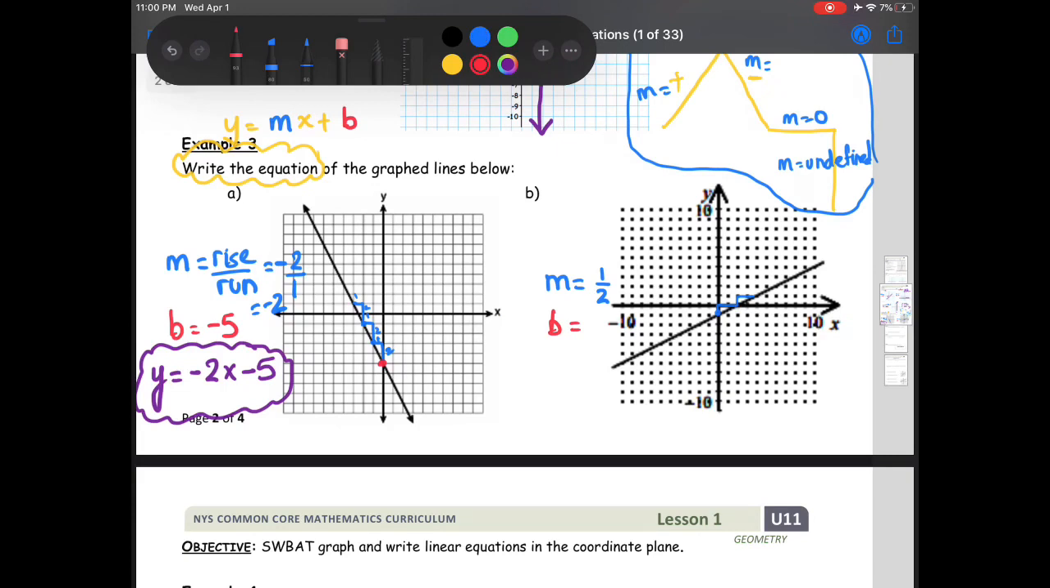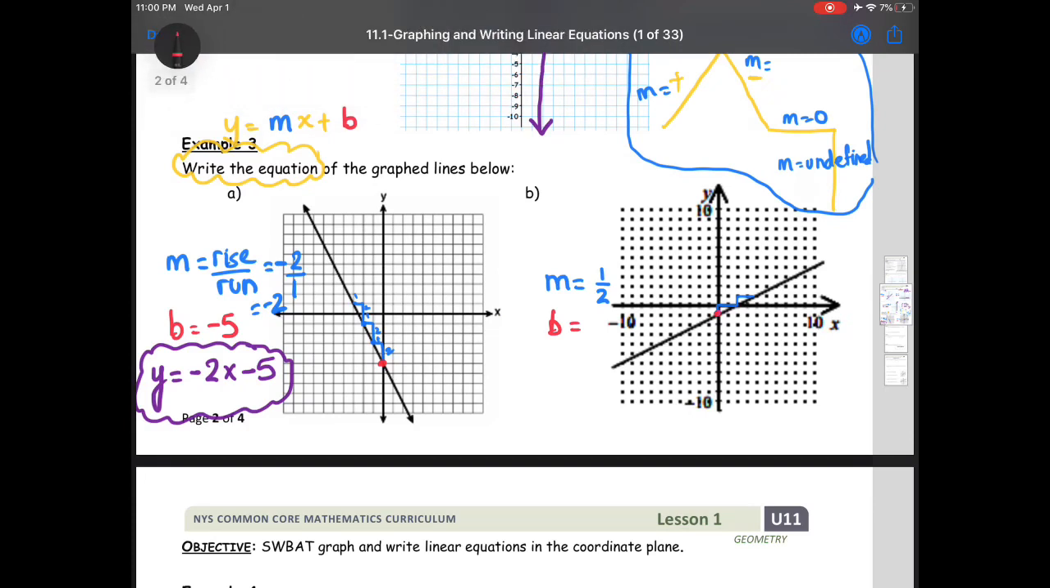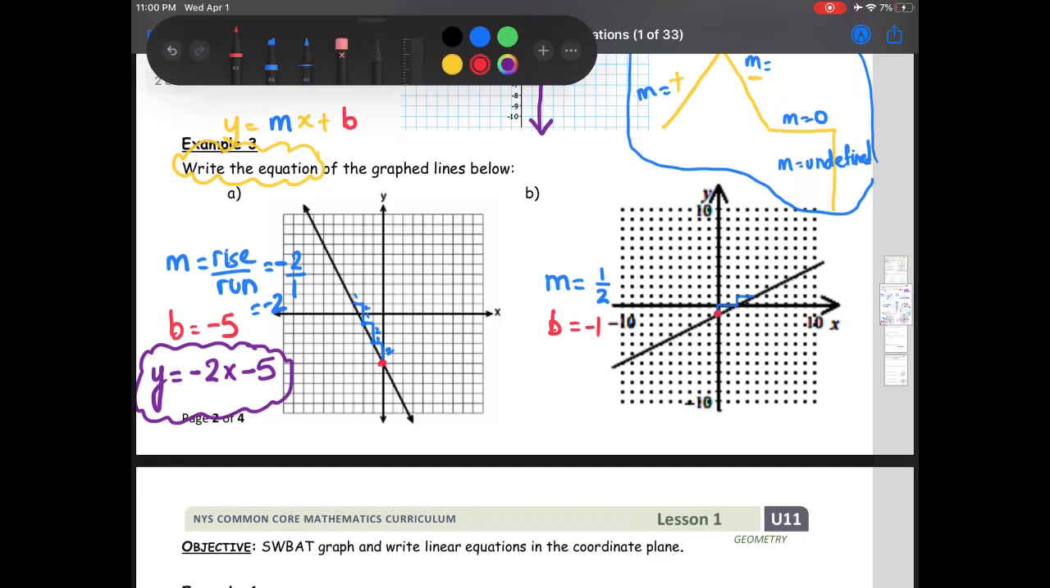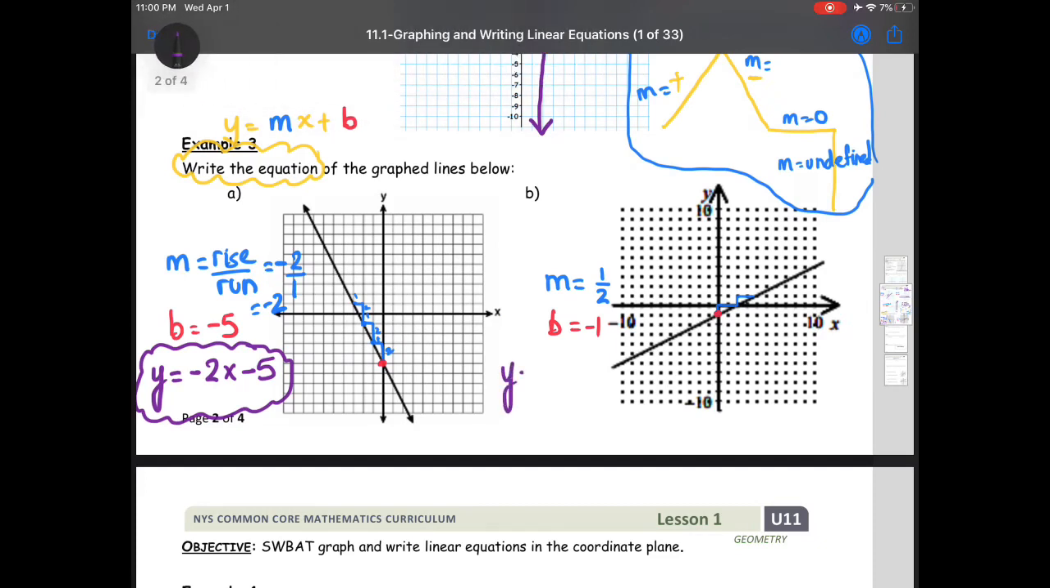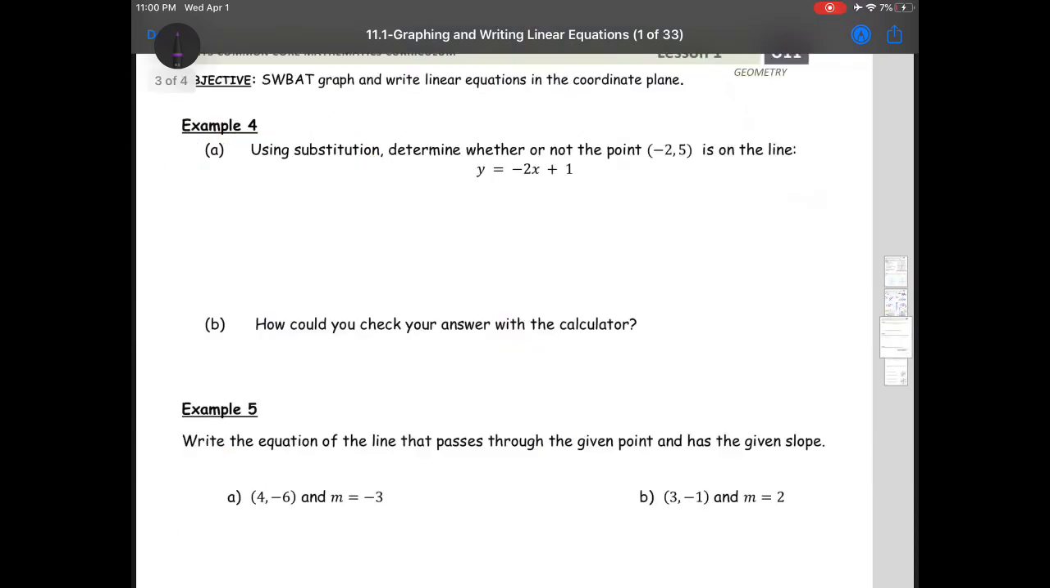Now, what is my b? My b is my y-intercept. Where is the graph crossing the y-axis? At -1. So you know your two things, and you can come up with your equation, which is y equals 1/2 x minus 1. And that's your equation, right? So let's move on to the next page.